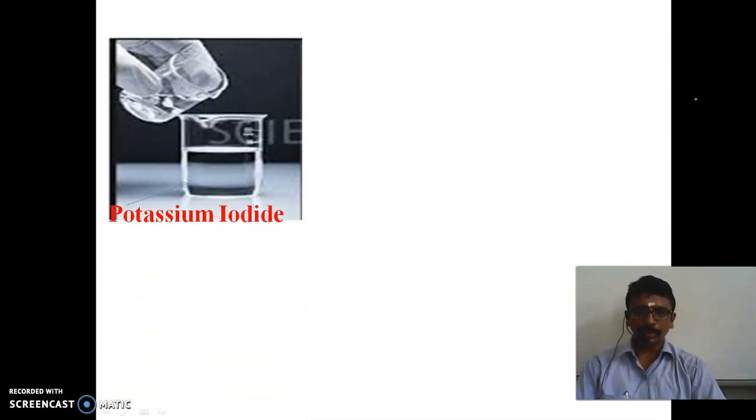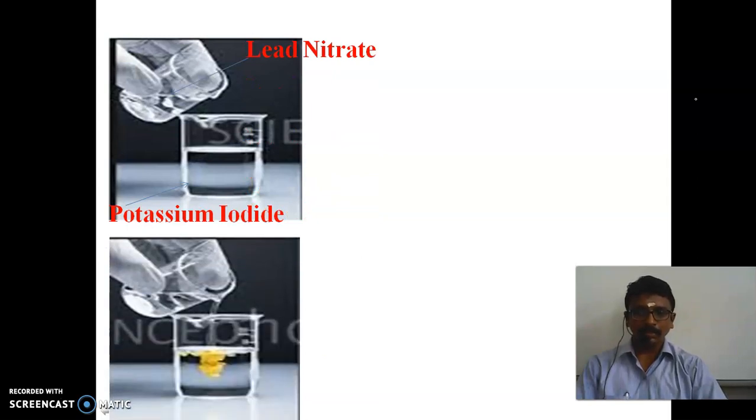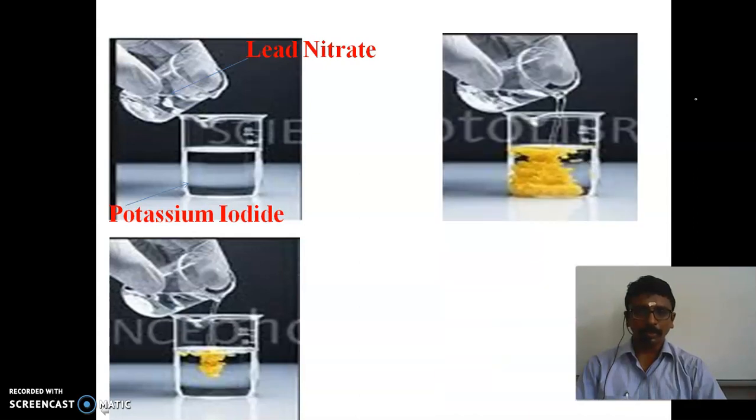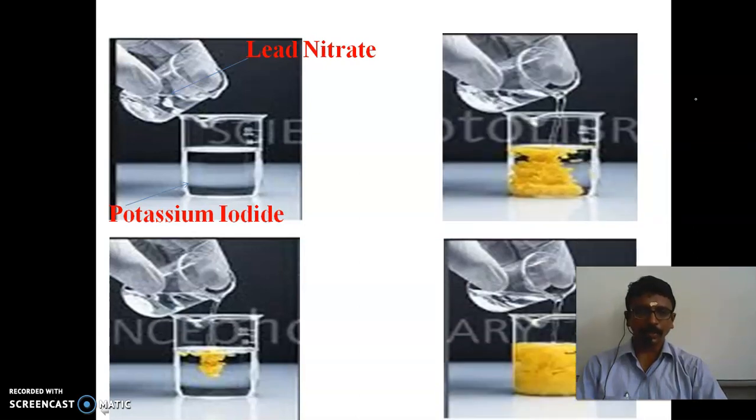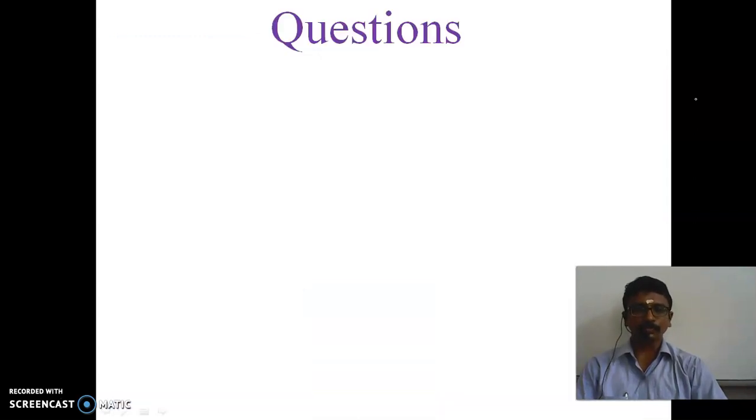And next you can see the picture. In the first picture, we have taken the potassium iodide. Next, we have taken lead nitrate. So we mix the lead nitrate with potassium iodide. The yellow precipitate appears, and finally it forms the yellow precipitate. So what does this yellow precipitate indicate? Lead iodide. And it also forms potassium nitrate as a product.